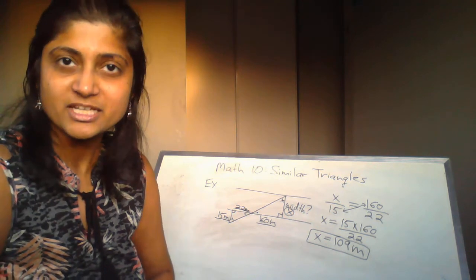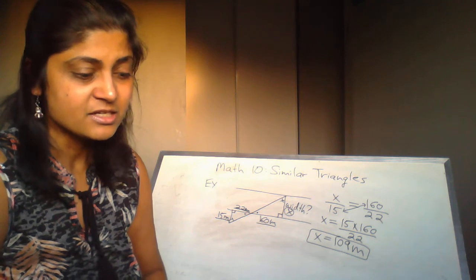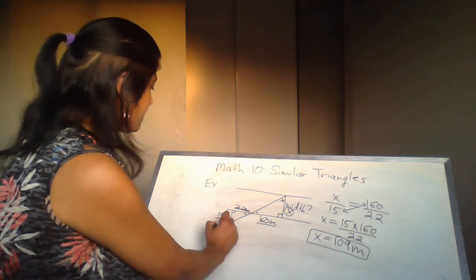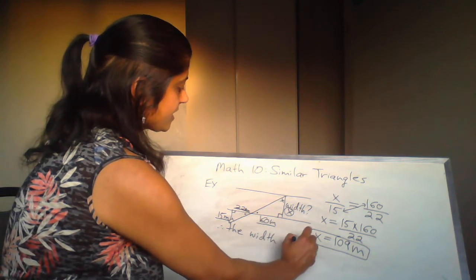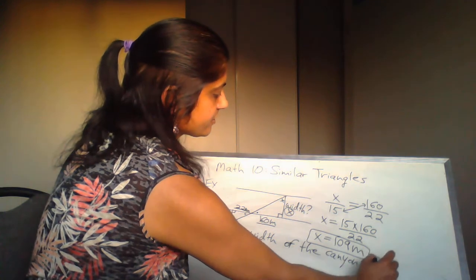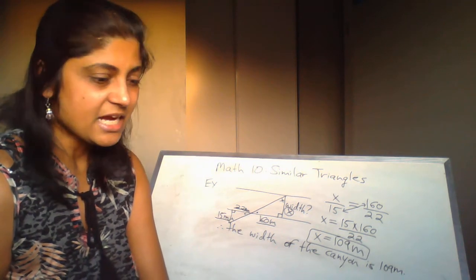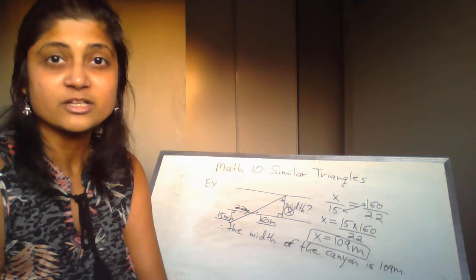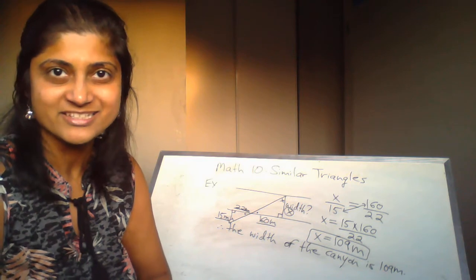Again, because it's an application question, make sure you put a concluding sentence at the very end. So I would basically put, therefore, the width of the canyon is 109 meters. Okay, everyone see that? And the teacher is going to be looking for a concluding sentence, so please make sure you do add it in at the very end, okay?